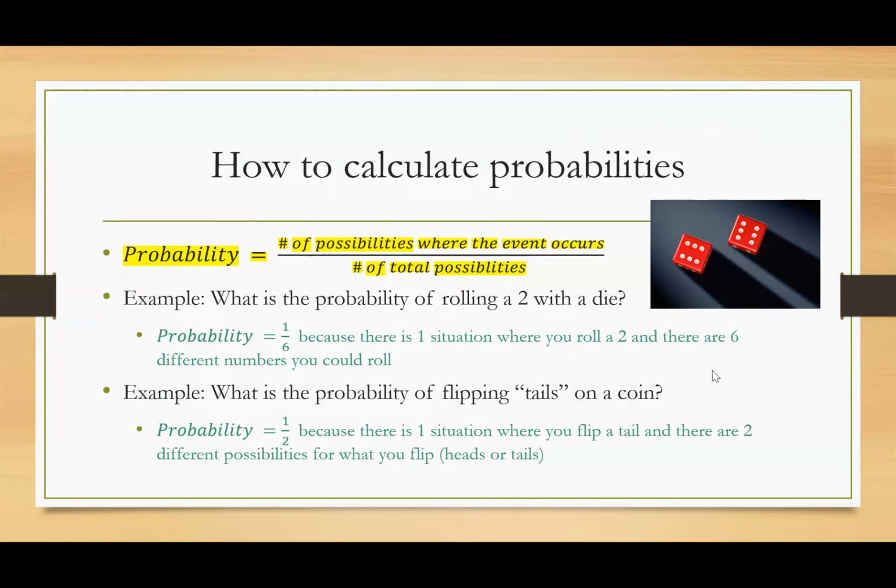Another example, what is the probability of flipping tails on a coin? So there's only heads or tails on a coin. So that probability would just be 1 in 2, or 1 over 2. Because there's one situation where you flip a tail, and there's 2 possible situations, heads or tails.